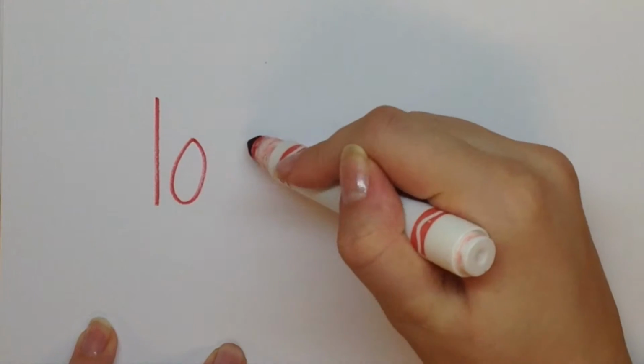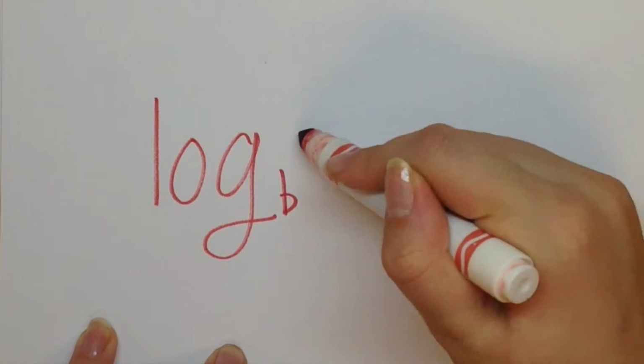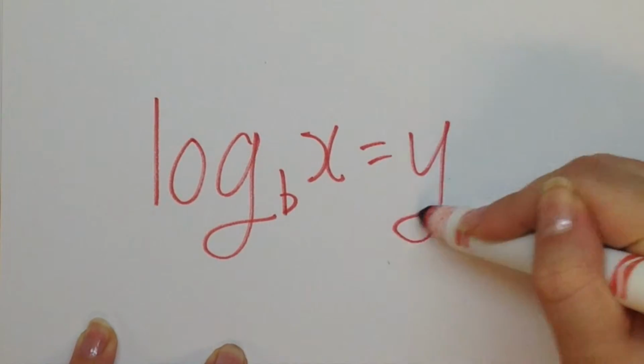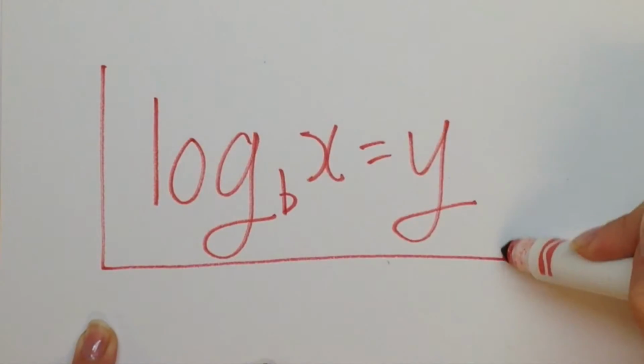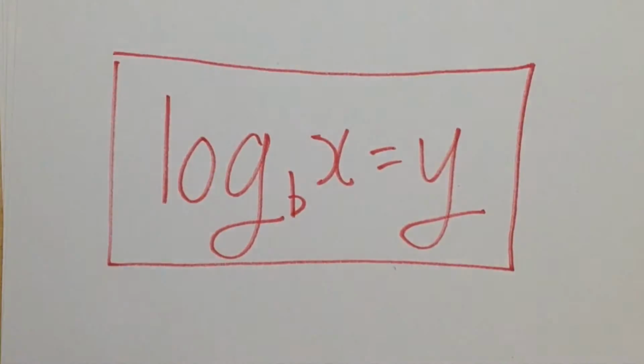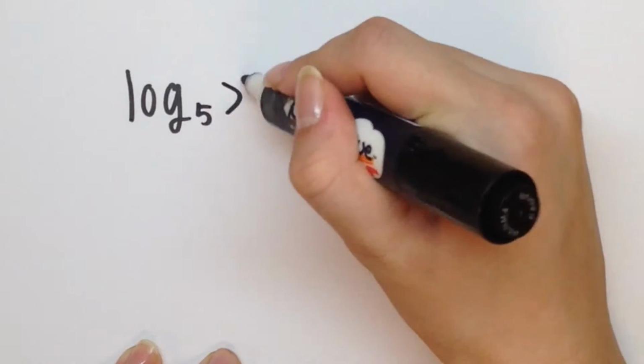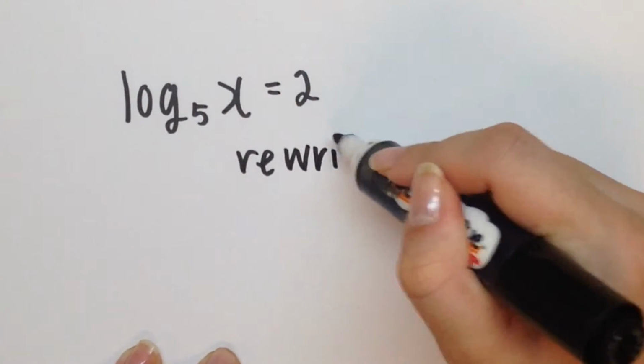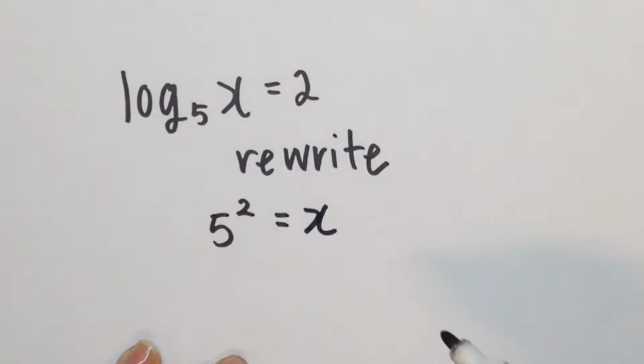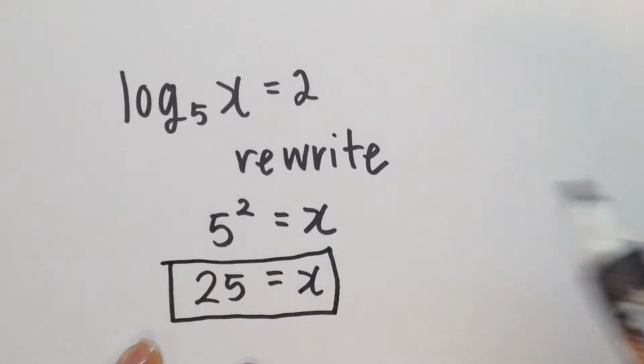The easiest log equation to solve is the simple log base b of x equals y, where you only have one unknown. The first example is exactly this. Log base 5 of x equals 2. The easiest way to solve this is to rewrite it in exponential form and then solve.